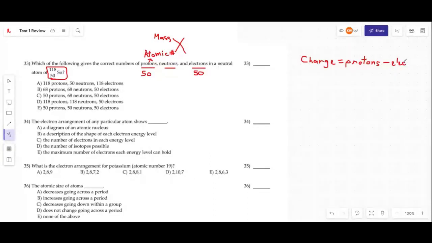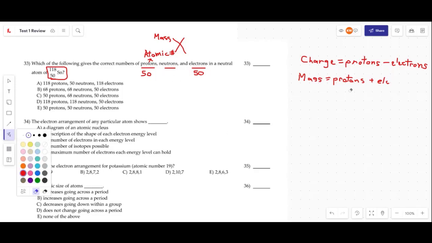And then the other relationship is the mass is equal to the protons plus neutrons. Protons and neutrons make up nearly all the mass of an atom. Electrons do have mass, but the mass is so small it doesn't really get included.